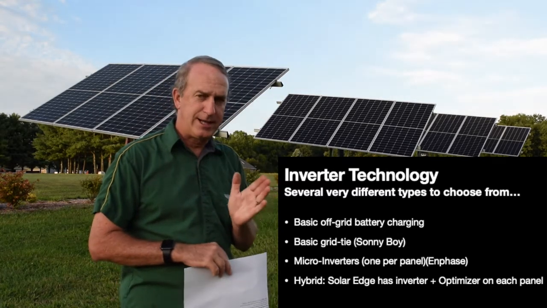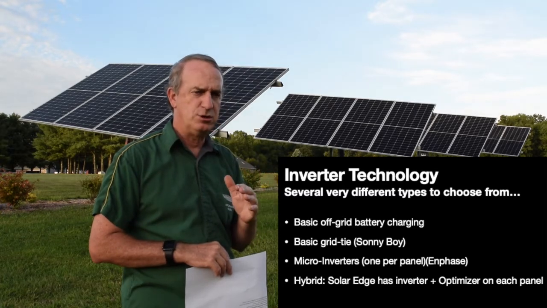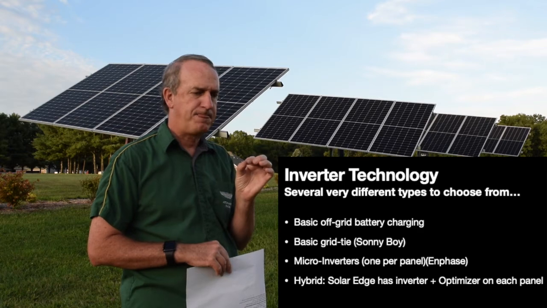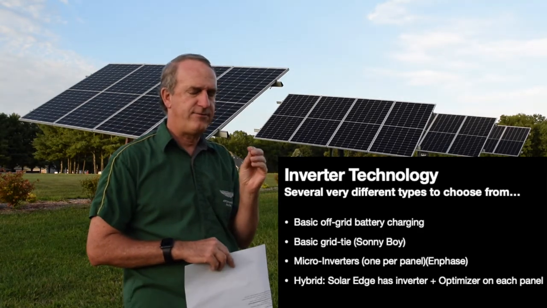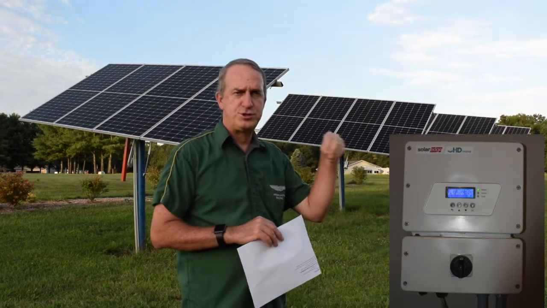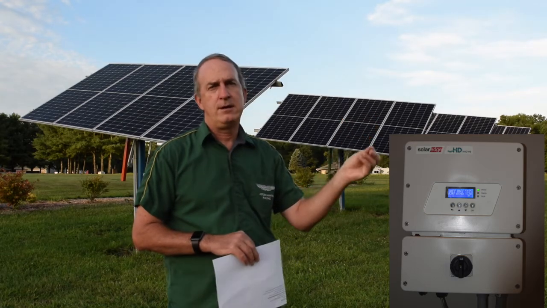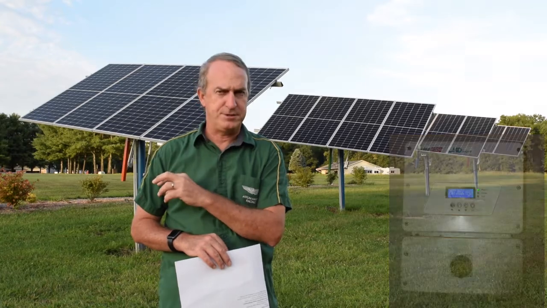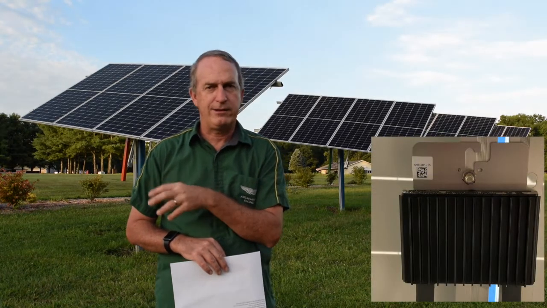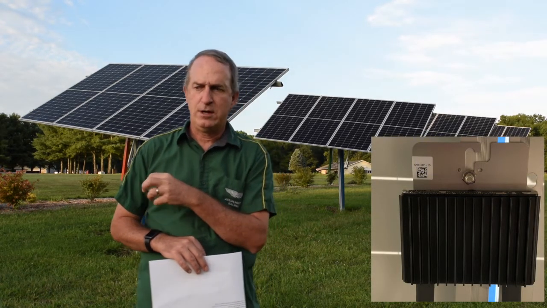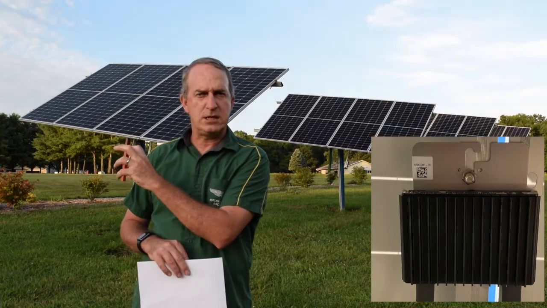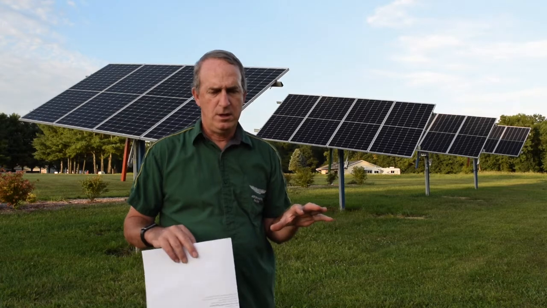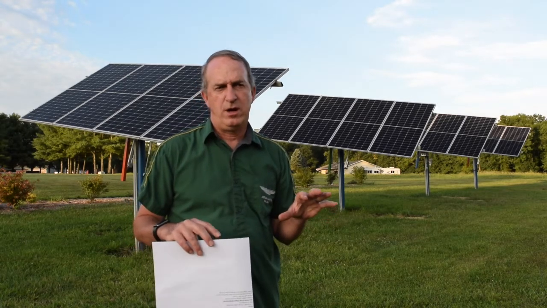Then the third kind is a hybrid. It's in between the two, and it's SolarEdge. SolarEdge has the inverter, which is a lot like the Sunny Boy inverter, and then out at each solar panel there's an optimizer. The optimizer is kind of like the micro-inverter in that it's the brains, and it's out there at the panel. So what's going on? What's going on is pretty clever.